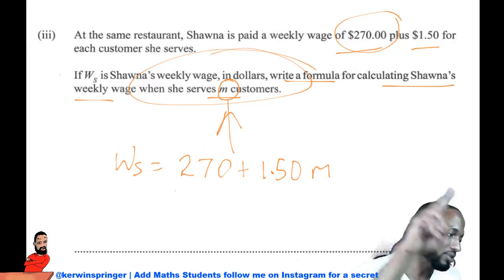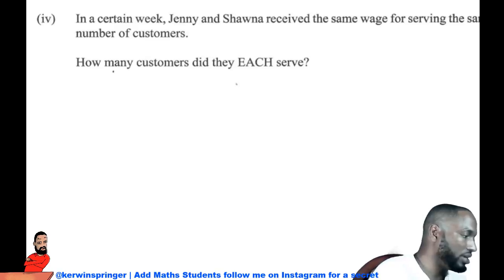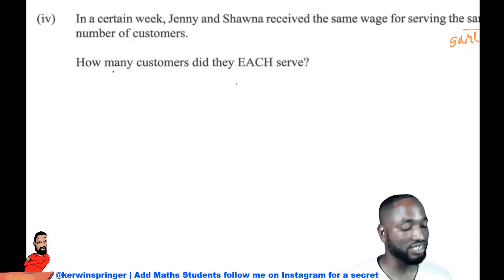Next part of the question. And that is this part here. In a certain week, this was the part that just threw people off. In a certain week, Jenny and Shauna received the same wage from the same number of customers. How many customers did they each serve?